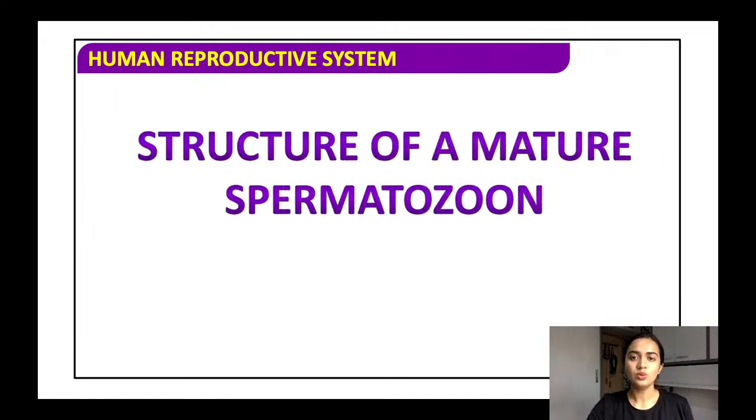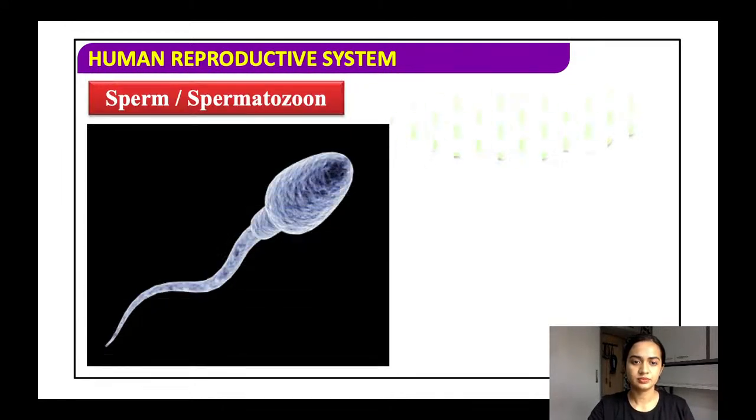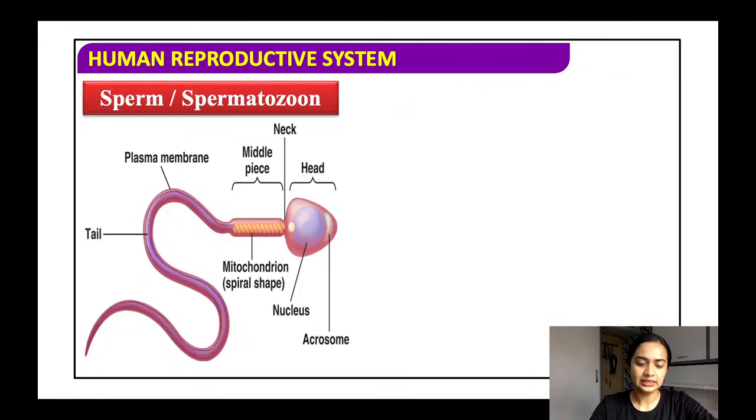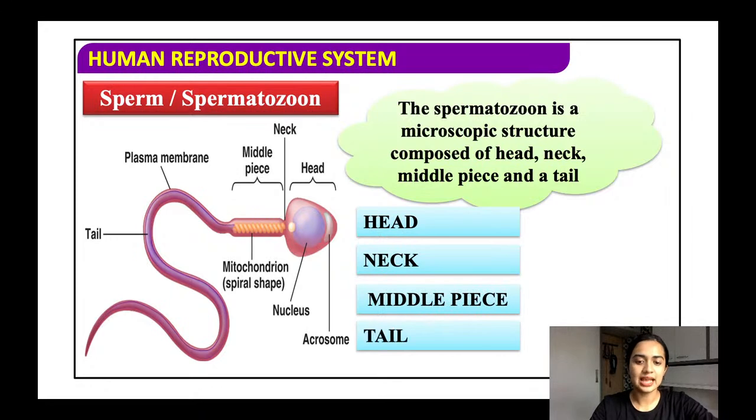Now let us see how exactly the sperm looks. Basically, this sperm has 4 parts: head, neck, middle piece, and the tail. All right. This triangular part is the head. What attaches the head and the middle piece together is the neck region. And this is the middle piece where the mitochondria are present.